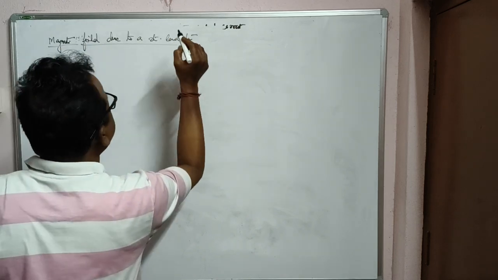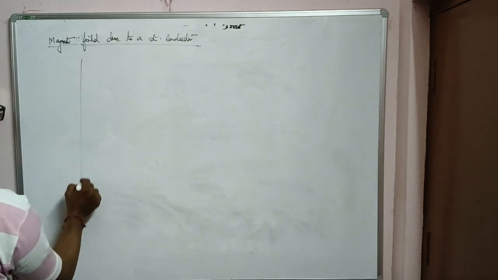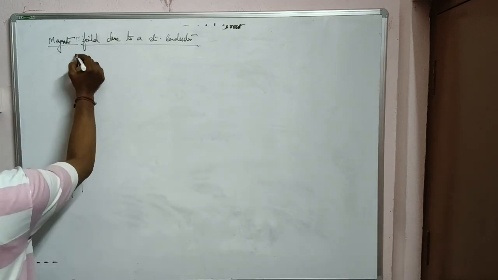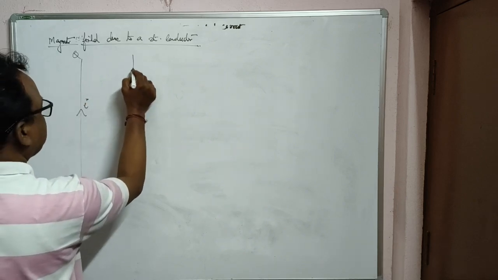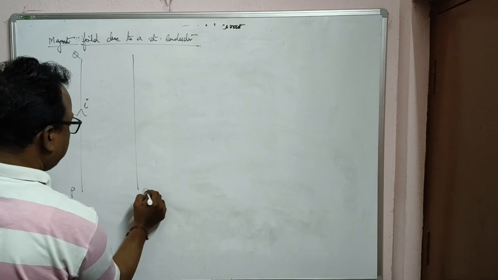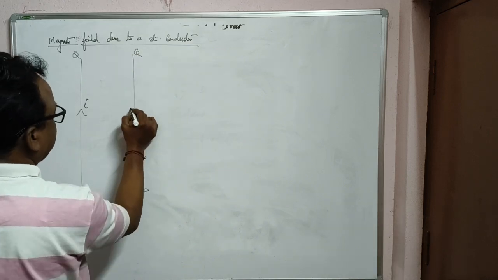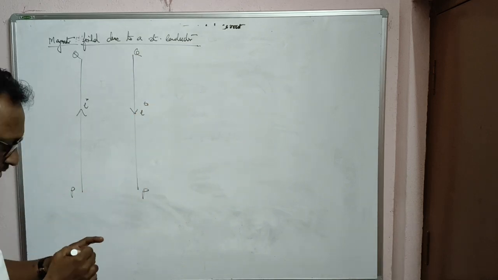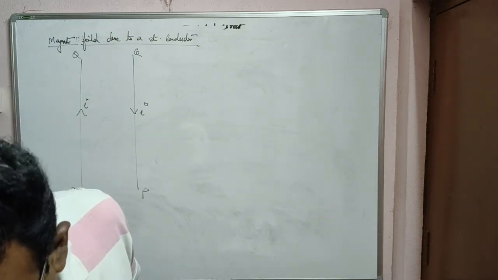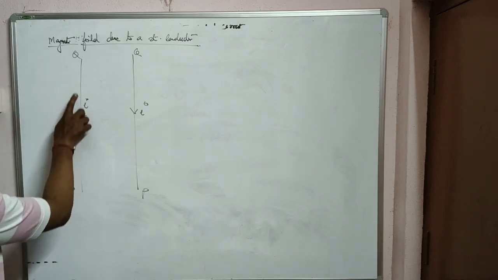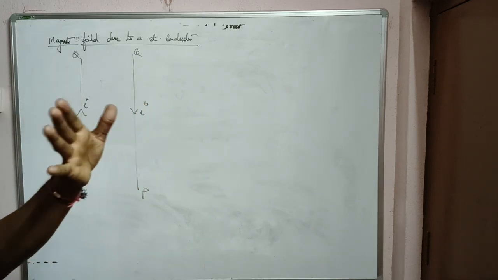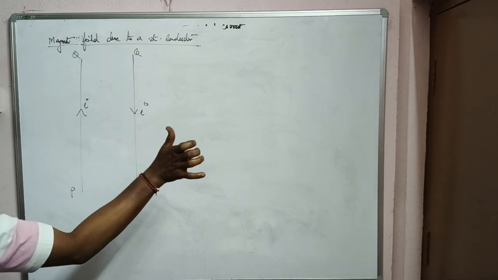Magnetic field due to a straight conductor. For example, this is a straight conductor PQ. Suppose this is a current I passing. This is another conductor, same PQ. Let me change the direction of current I like this. Now, we can do this experiment like this also. Suppose the current is passing like this. Again you can apply your right hand thumb rule, grip rule.